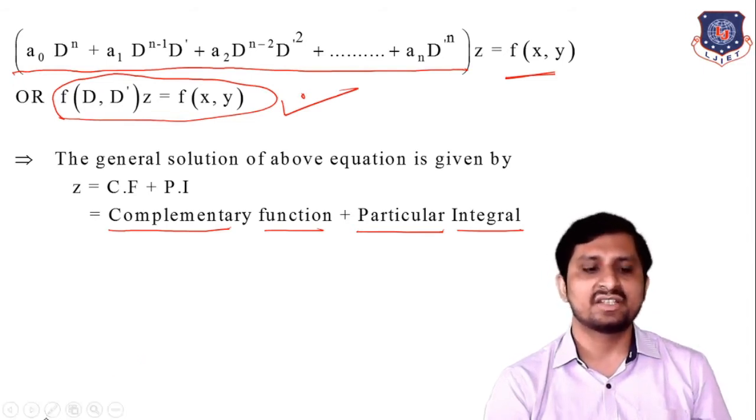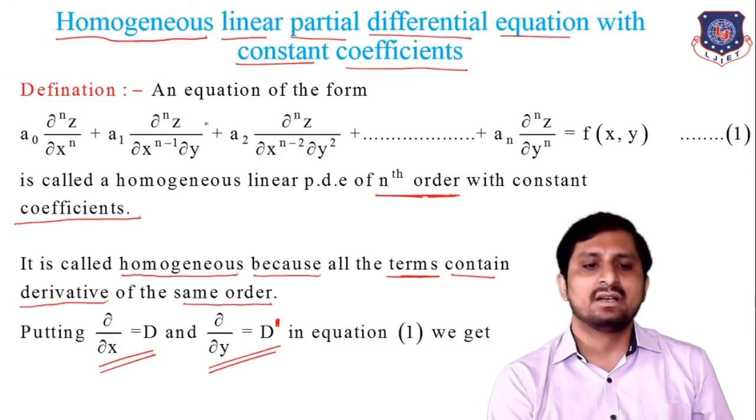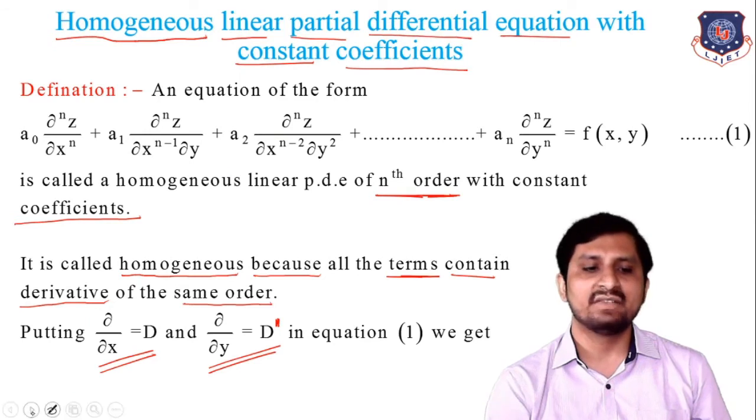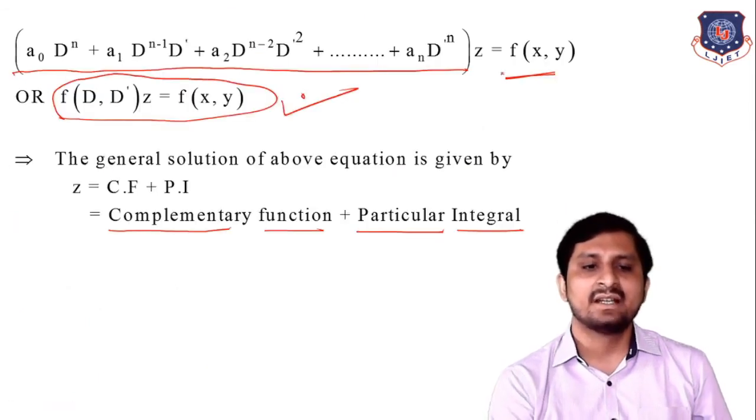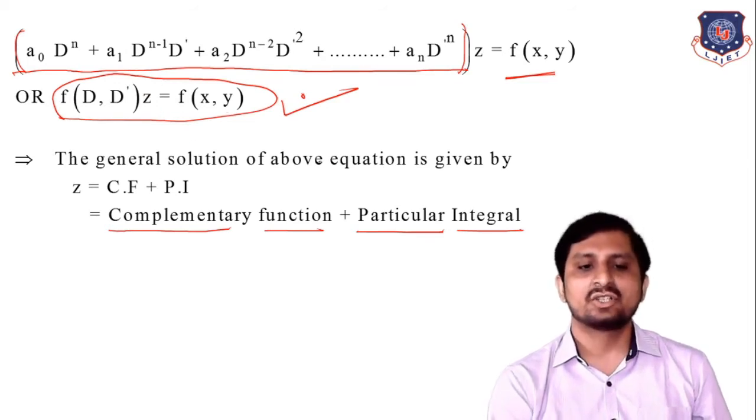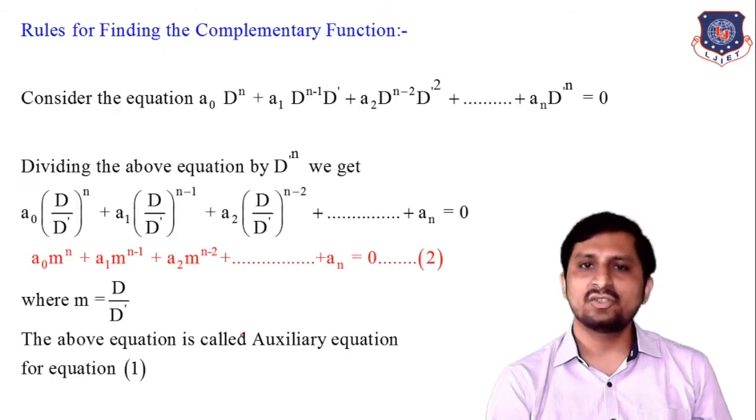In this type of differential equation, let me show you again. This is our homogeneous linear partial differential equation with constant coefficients. First I take del by del x equal to D, del by del y equal to d dash. I put these two values in this equation, so finally we get this type of equation, right? And this whole bracket is called f of D, d dash into z, that is equal to f of xy. So the general solution of the above equation is given by z is equal to cf plus pi, complementary function plus particular integral. So the next concept is how we can find the complementary function.